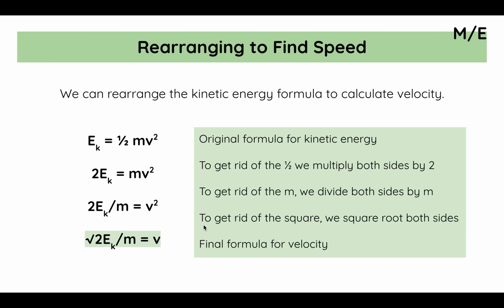Then the last step is to get rid of the square. So the opposite of squaring something is to square root something. So I need to square root both sides. Your calculator should have a square root button. So the final formula for velocity is going to be v equals the square root of 2 times kinetic energy divided by m. That is really tricky. They don't ask it a lot. If they do ask it and you do it really well, you can definitely get excellence on that question.